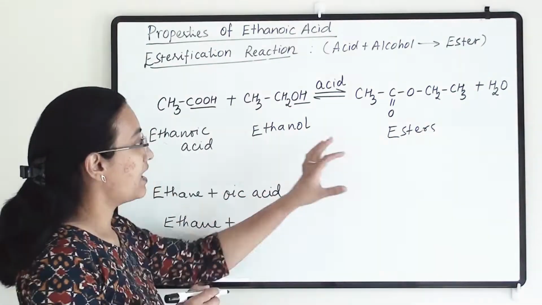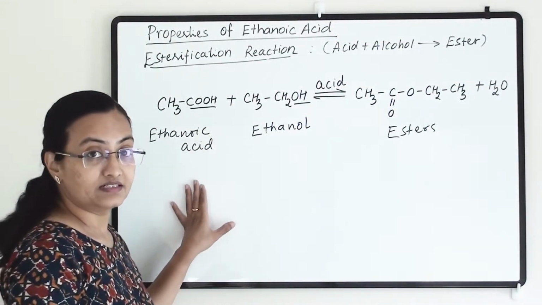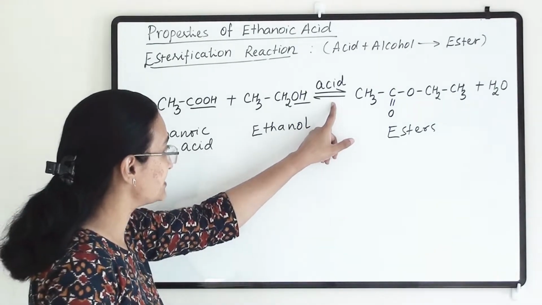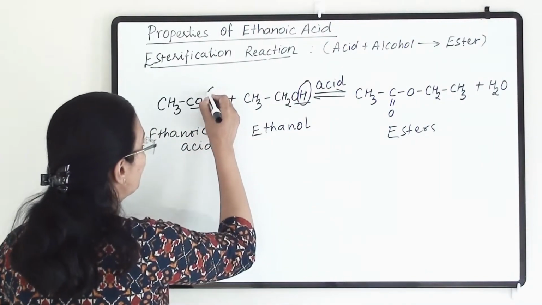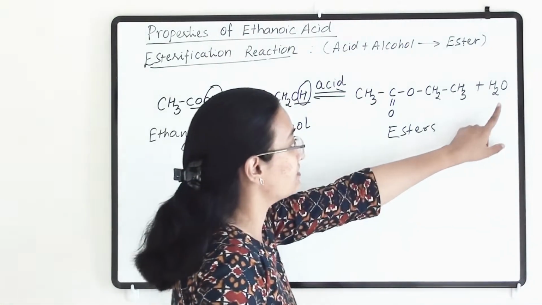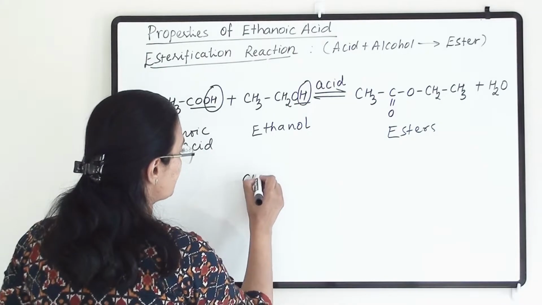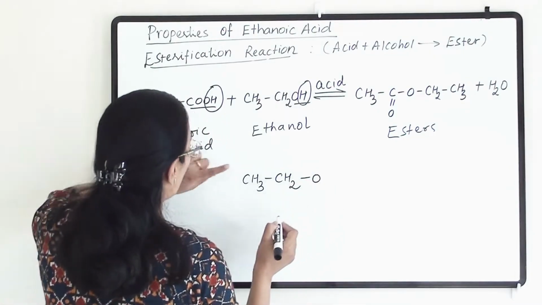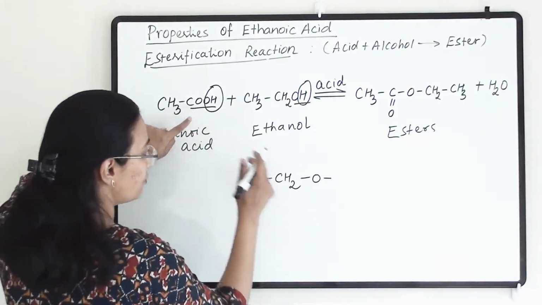Now let us understand how esters are formed from these two compounds. When ethanol and ethanoic acid, that means alcohol and carboxylic acid, react in the presence of acid, the H will get removed from the alcohol and OH will get removed from the acid compound. So OH and H will be removed as a water molecule and the remaining compounds will join like this: CH3, CH2 and the remaining oxygen will be here. Along with this oxygen, this CO group will join.